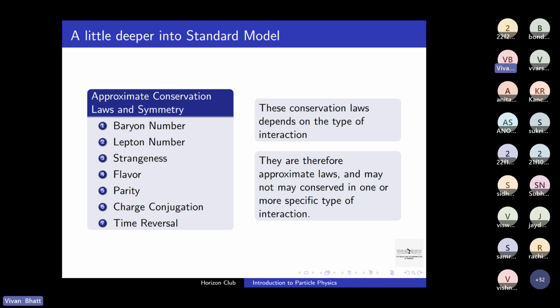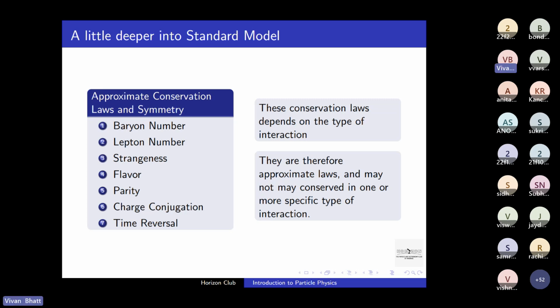Now, initially, everyone thought that C, P, and T would be individually conserved, but when Anushka mentioned Wu's experiment on beta decay of cobalt-60, you saw that the weak interaction maximally violated parity. It's a complete violation. We don't have right-handed neutrinos at all. You only have left-handed neutrinos and only right-handed antineutrinos. So the weak interaction violated parity.